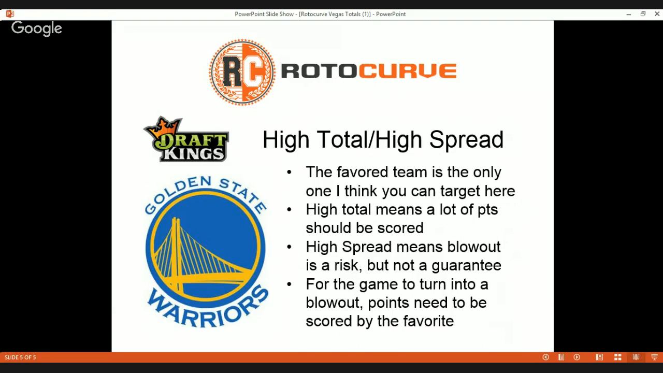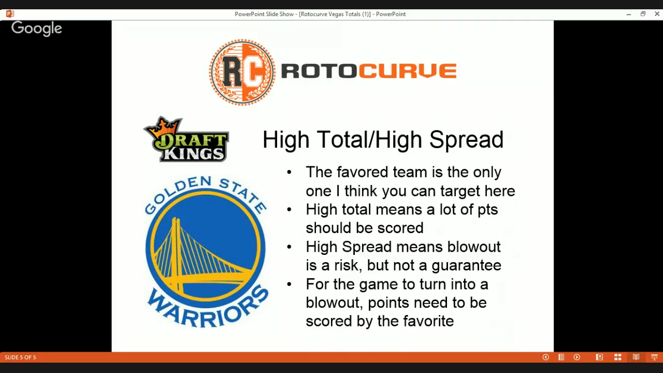The last type of game we're going to look at is the high total, high spread game. The favored team is the only one I think you can look at to target here. But I think that people tend to shy away from teams that are favored in a high total, high spread game. And I don't really think they should. A good example of this is every game that the Golden State Warriors have played so far this year. The Golden State Warriors tend to blow teams out by 15, 20 points, which is something that you got to be concerned about if they don't get to play in the fourth quarter.